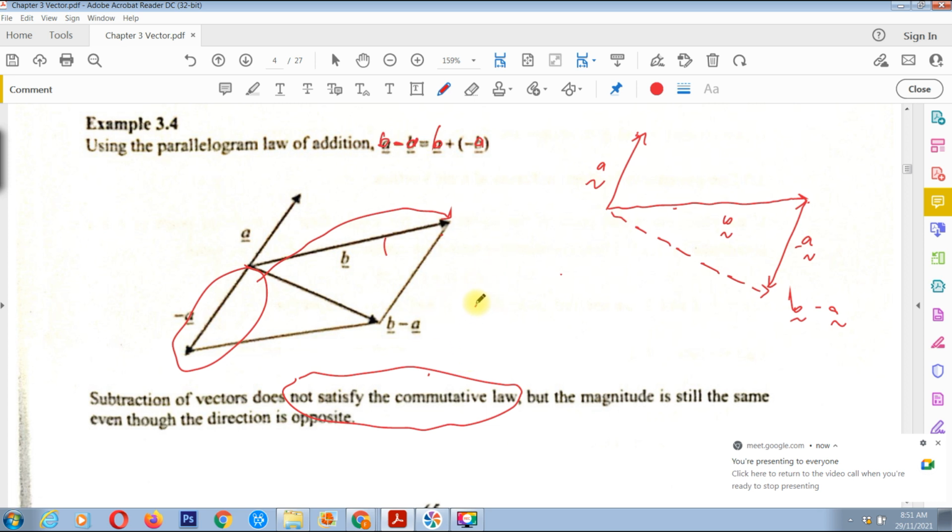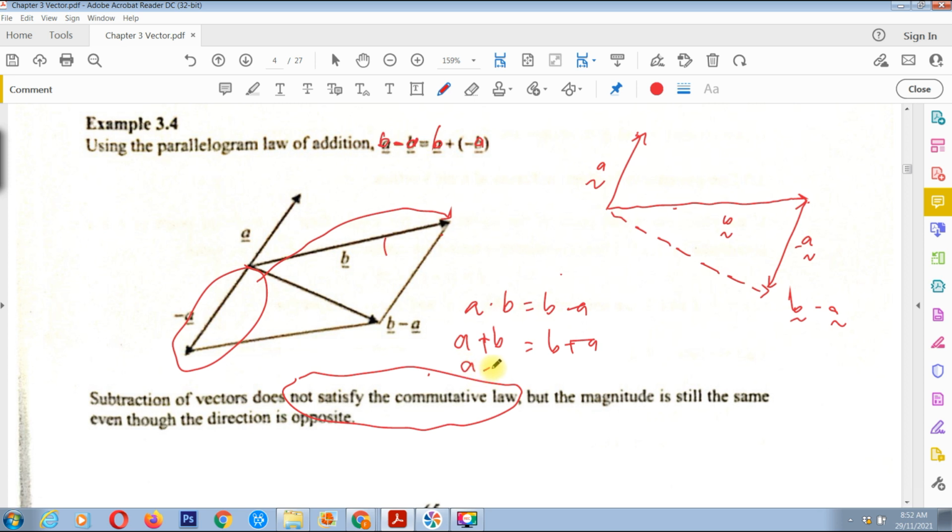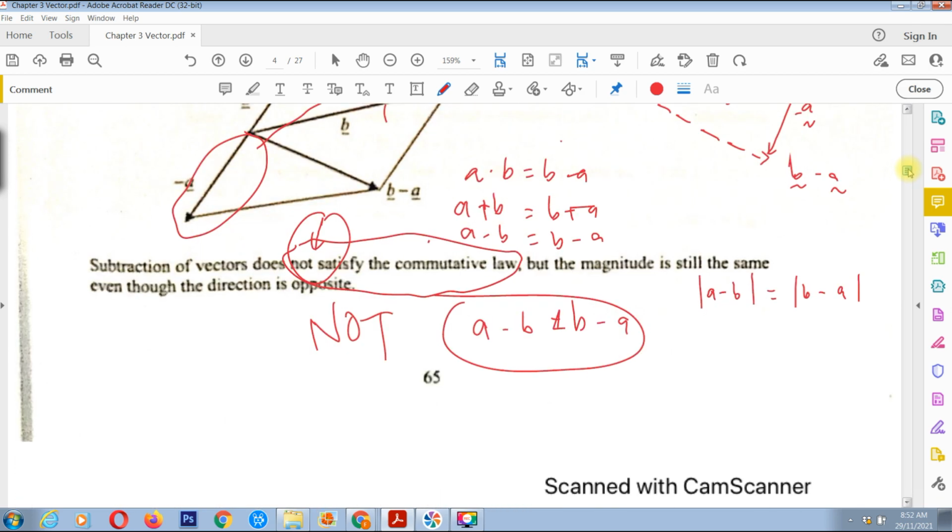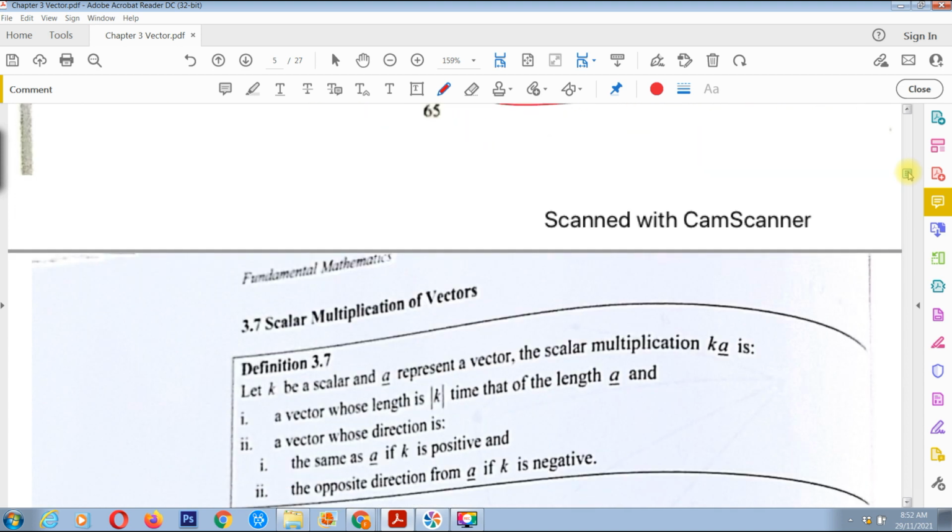If you add A plus B, it equals B plus A. If you say that A minus B equals B minus A, no, it's not satisfied. So not satisfied means A minus B is not equal to B minus A. But if we take the magnitude, the magnitude of A minus B equals the magnitude of B minus A, so they are equal. But the direction is not equal. Remember, they involve position. So if you put the wrong position, you get a wrong answer.